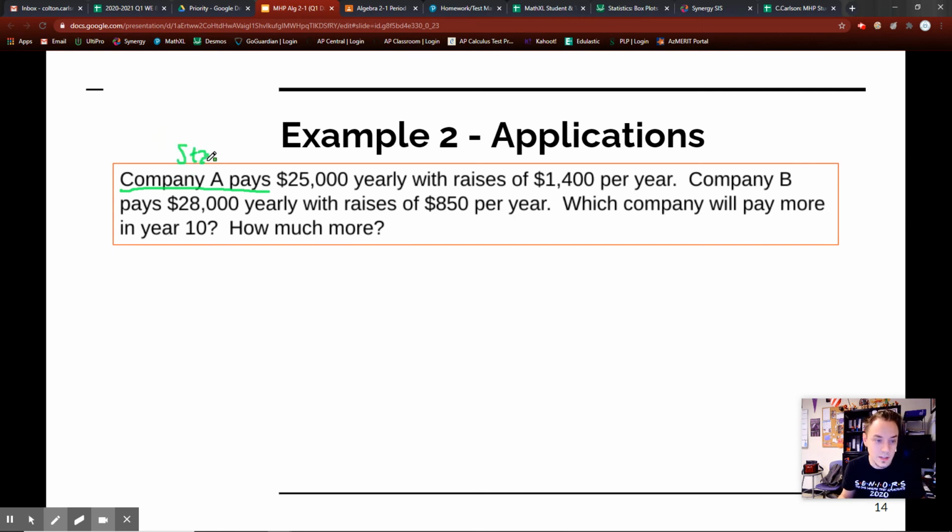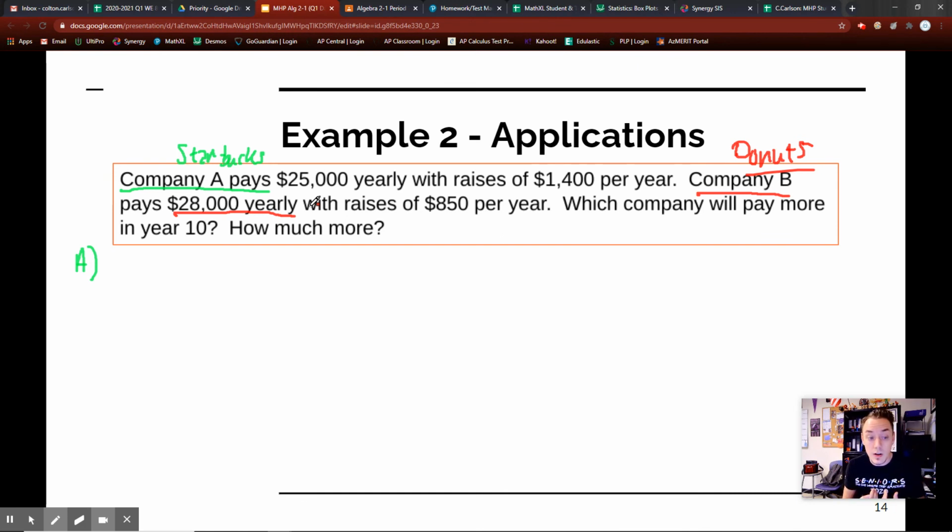Let's see if Starbucks, A, is better than B. Let's call company B Dunkin' Donuts, in red. Let's see which pays better, because let's just say you can't do any better than Starbucks or Dunkin' Donuts. Company B pays $28,000 yearly with yearly raises of $850. So each company starts out with this yearly salary, and then each company gives a yearly raise.